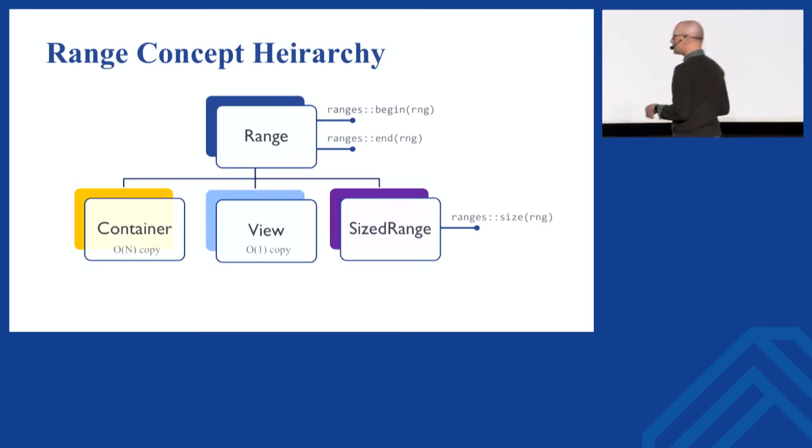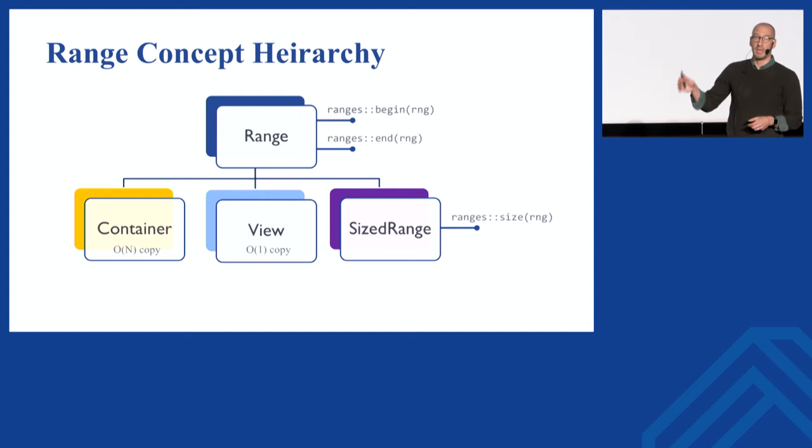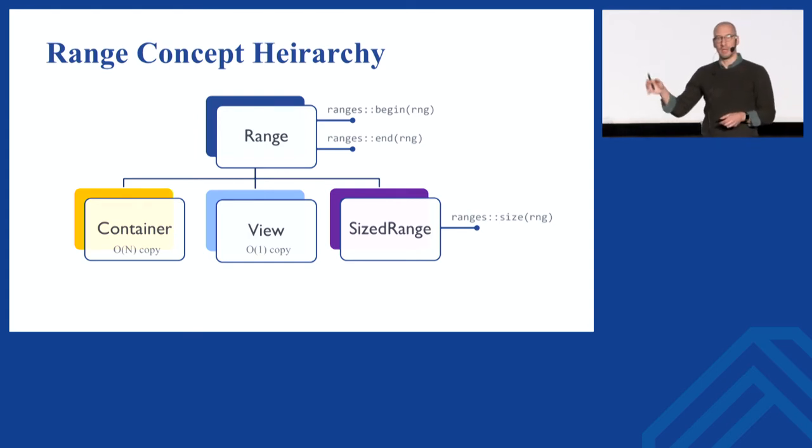So, what is a range? I've been talking a lot about ranges. A range is basically anything that has a begin method and an end method, where begin returns an iterator, and end returns, well, in today's STL, things that look like ranges, the end returns an iterator also. But in the Ranges TS, we make some slight changes. End actually can return something called a sentinel. It doesn't necessarily have to have the same type as begin, as long as they are comparable.